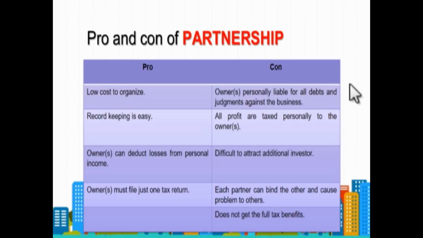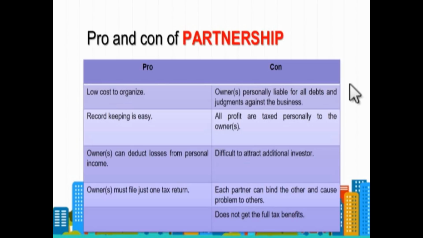Okay, the disadvantages: owner is personally liable for all debts and judgments against the business. So dia sama macam sole proprietorship, di mana owner tu yang bertanggungjawab terhadap hutang-hutang. And then second, all profit is taxed personally to the owner. So partnership ni sama macam sole proprietorship jugalah, maksudnya dia tax dalam personal income. And then it is difficult to attract additional investors. Sebab apa, kita dah ada partnership kan. So kalau nak enter tu sometimes investor afraid sebab dia orang tak boleh bagi decision sebab dia orang baru. So that's why kita kata this type of company sama macam sole proprietorship, dia difficult untuk attract ataupun nak ada investor baru.